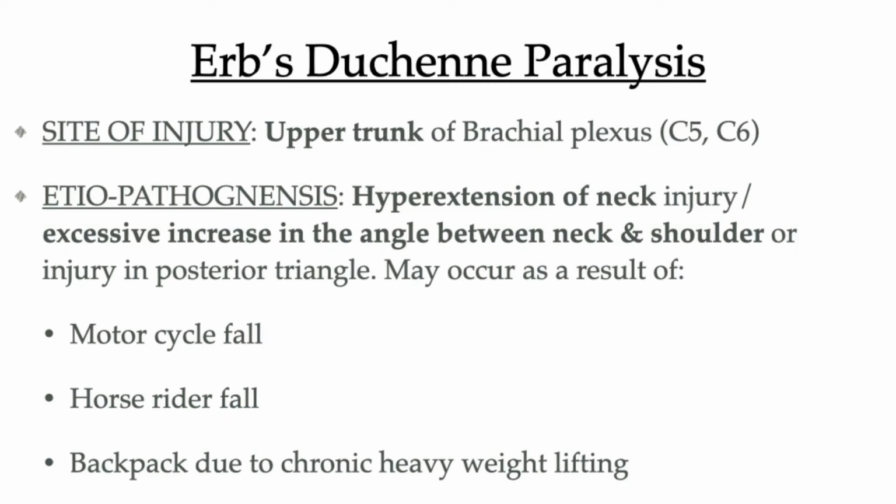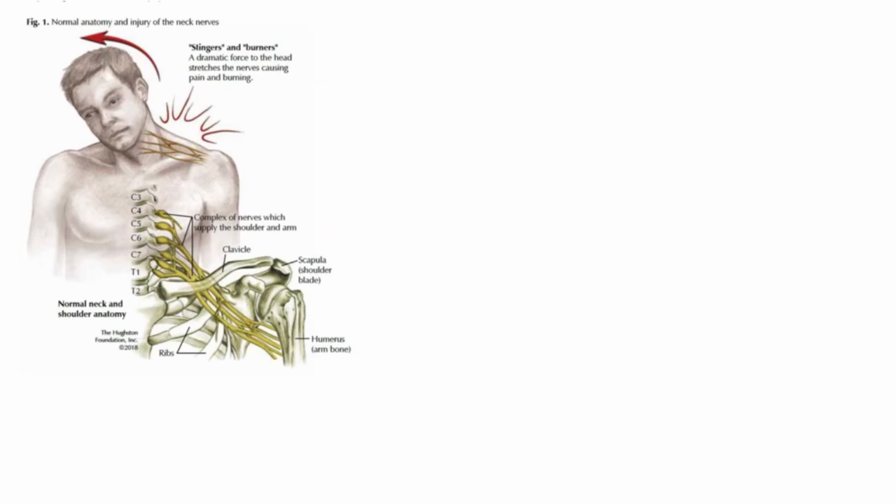Any injury or any condition which results in hyperextension of the neck, that is, any condition which results in excessive increase in the angle between neck and the shoulder may result in tear of the nerve fibers present in the C5 and C6 roots. Now let us try to understand this by seeing the illustration. On the screen you can see the neck, the increase in the angle between the shoulder and the neck has occurred. As a result, the upper trunk of the brachial plexus comes at the risk and the nerve fibers may get stretched or even torn.